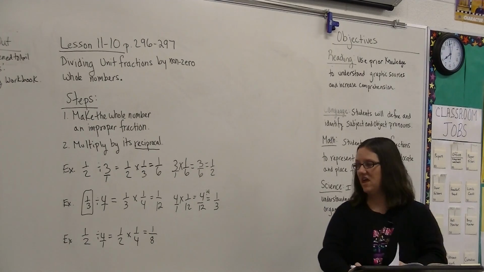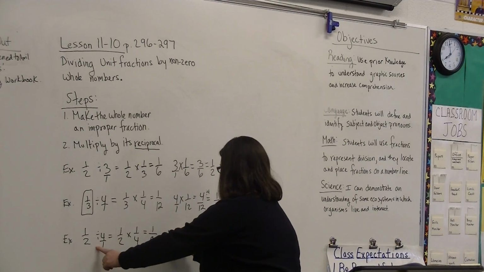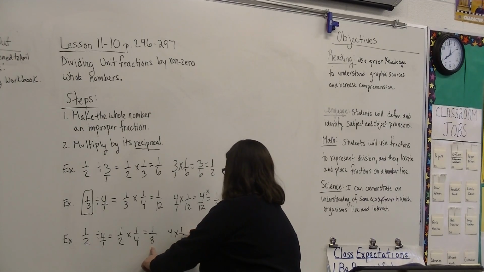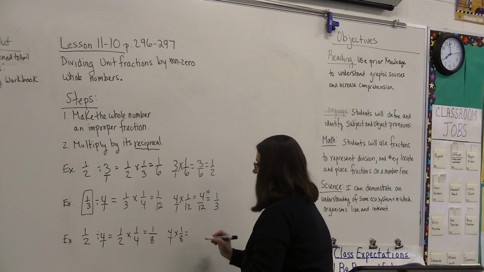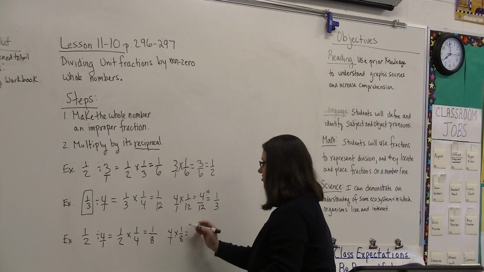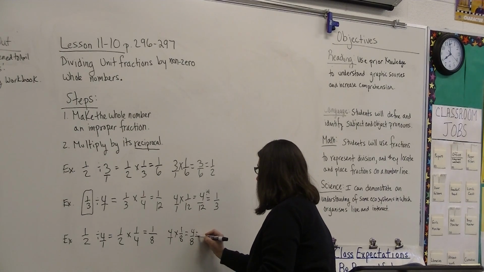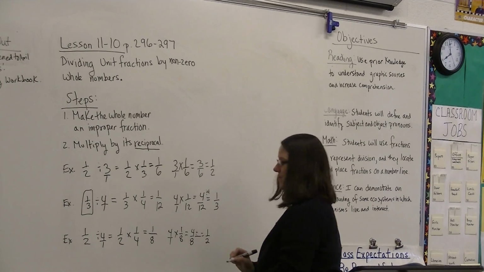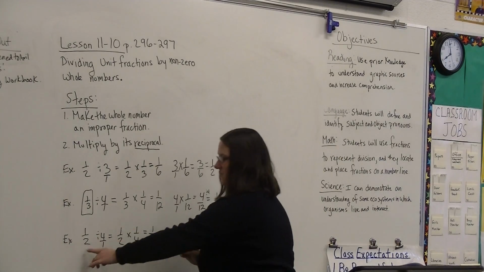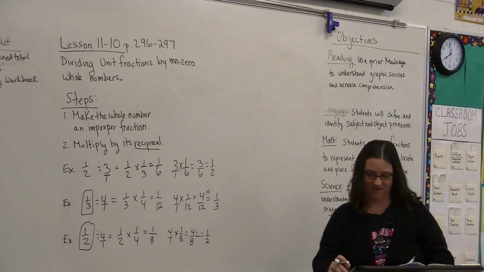Okay, at this point then you can check for accuracy. You have your whole number is 4, our answer is 1/8. We make our 4 over 1, so we can then just multiply our numerators and denominators. 4 times 1 is 4, 1 times 8 is 8, and we simplify. We can divide top and bottom by 4 to get 1/2. Is that what we had at the beginning? It is, so we know we did it correctly.